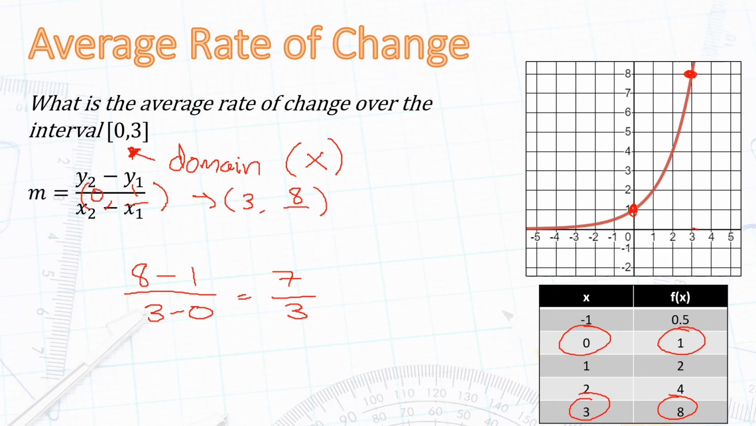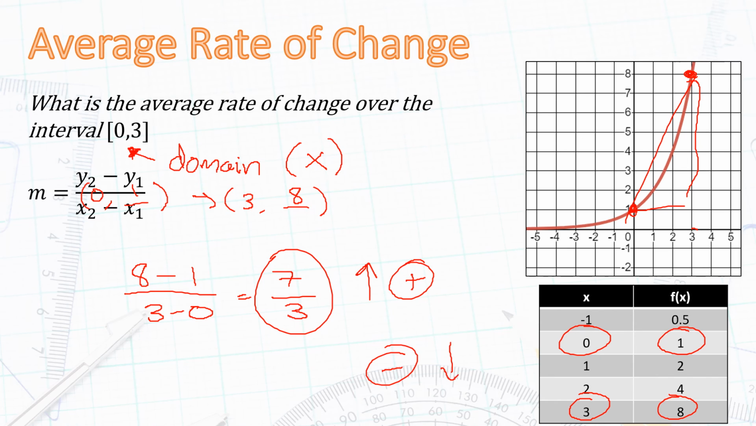One thing to note, positive slope means that it's going up from left to right, as it should be. So from left to right, the slope is going up. In our last example, the slope was negative because it was going down. So positive is up, negative is down.